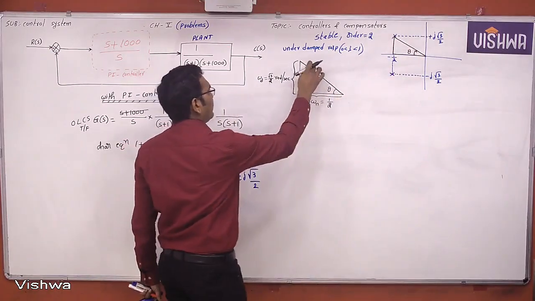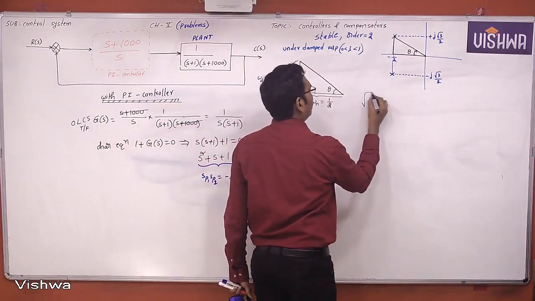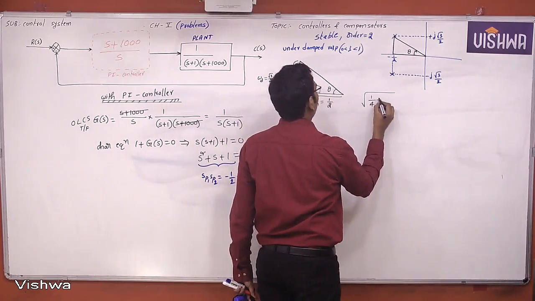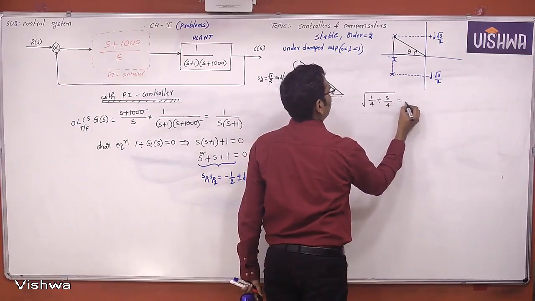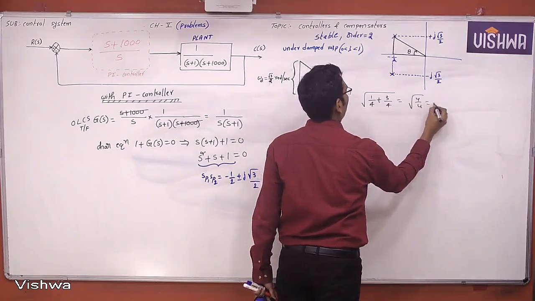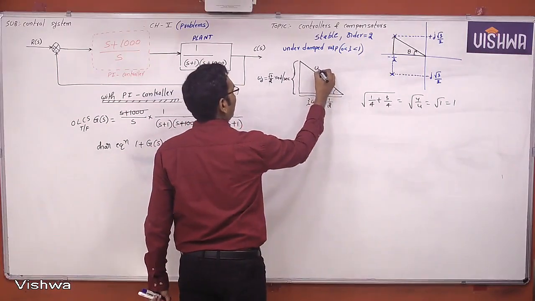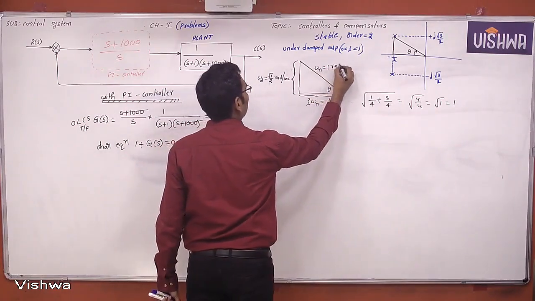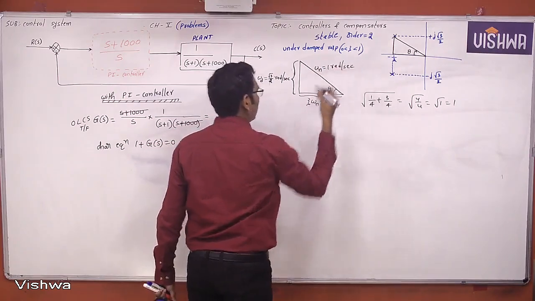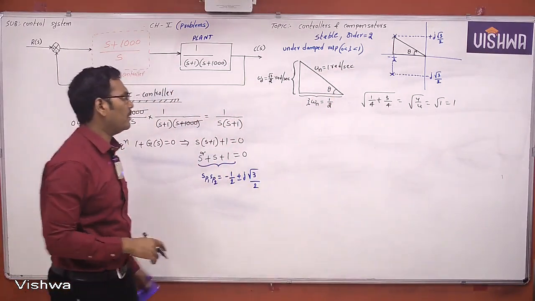Now what about this hypotenuse distance? Square root of 1 by 4 plus 3 by 4, so square root of 4 by 4, which is equal to root 1, which is equal to 1. So this hypotenuse distance is nothing but directly the natural frequency of oscillation, 1 radians per second. Now you can find every parameter, am I right or not?